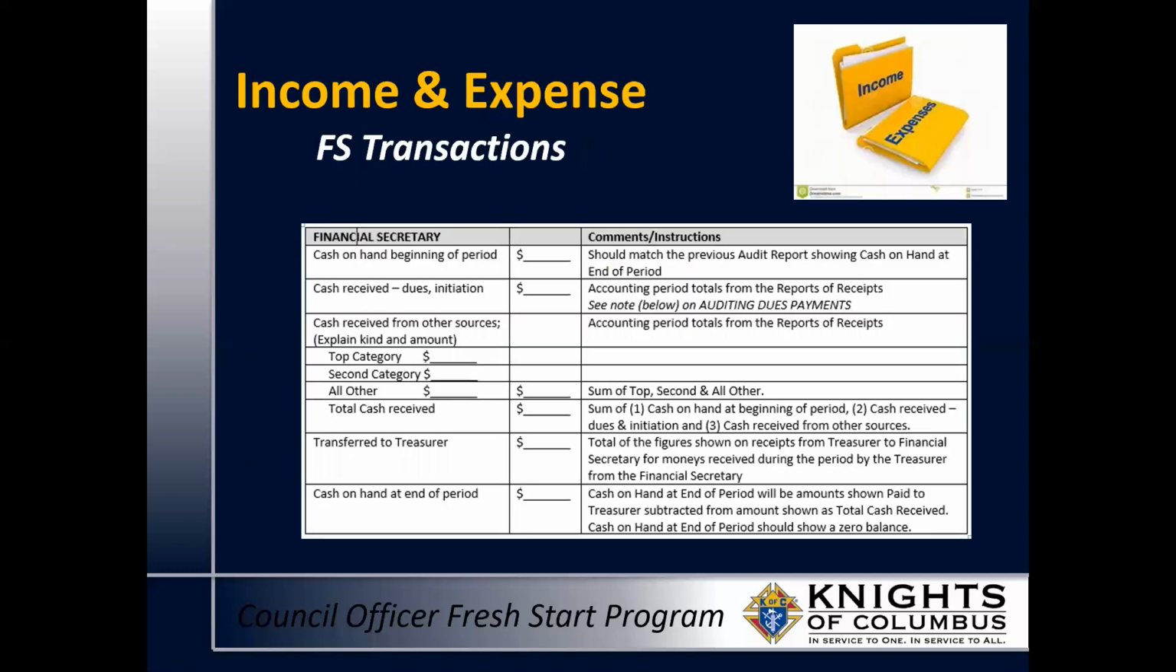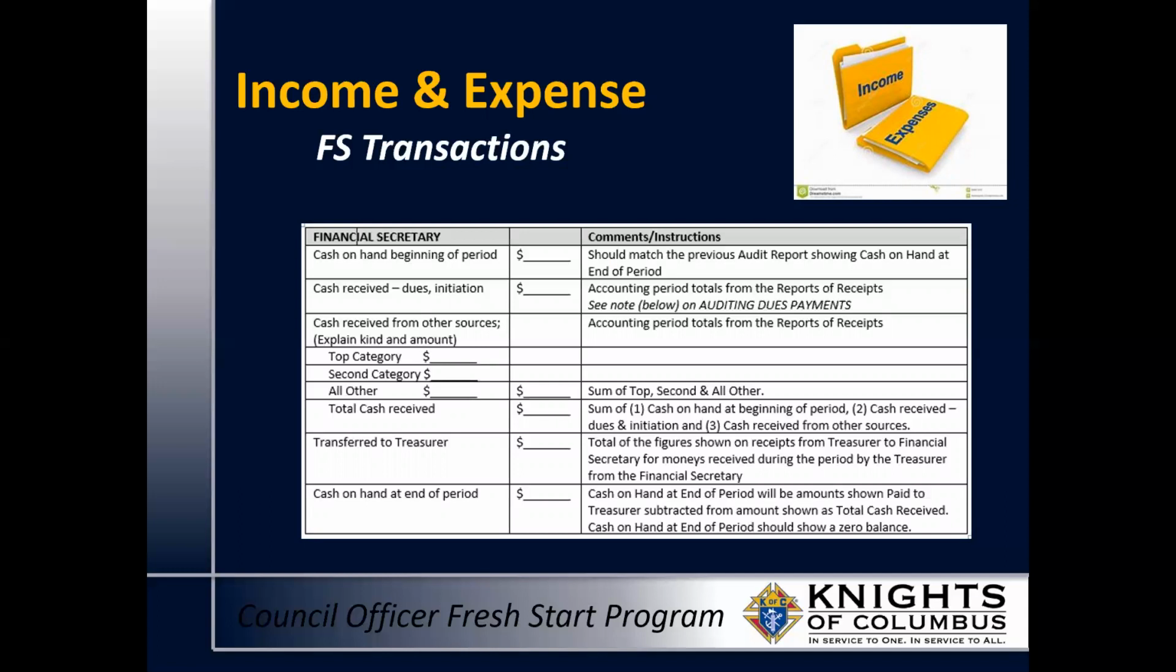So we'll go through the lines here on the audit, trying to be as brief as I can, but also clear so that we know what goes on these lines. We look at the first line here, and it says cash on hand at the beginning of the period. This is the financial secretary section. This is the part that would be filled out by the trustees based on the financial secretary's records. So cash on hand at the beginning of the period would be the number that was on the previous audit on the final line there.